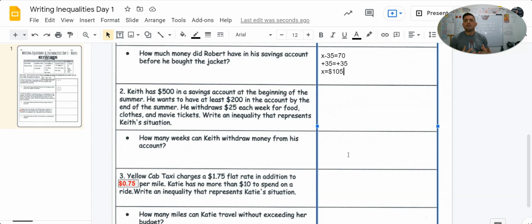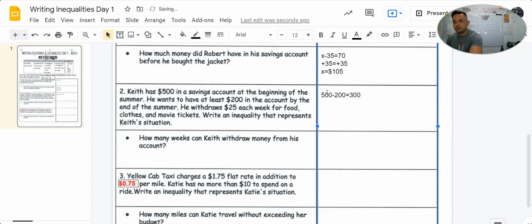So let's go ahead and take what we do know. We want to write an inequality, which means we're going to use one of those little arrow symbols to represent this situation. So what do we know? He has $500 initially. You can go ahead and highlight or circle it on your paper. I'll just write it down right here. $500. And he wants to have at least $200 in the account by the end of summer. So if he wants to have at least $200, let's set that money aside. And that means he has a total of $300 to spend. So that's the goal we're working for.